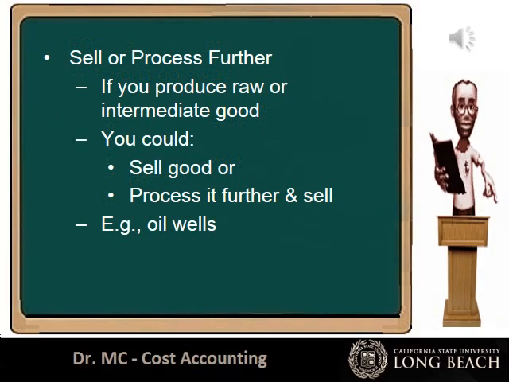We are now going to discuss problems where you have to decide to sell a raw good or to process it further and sell the processed goods. The classic example of this is oil well owners. They can sell the crude oil to oil refineries, or they could refine the oil themselves and sell the refined products to the public.